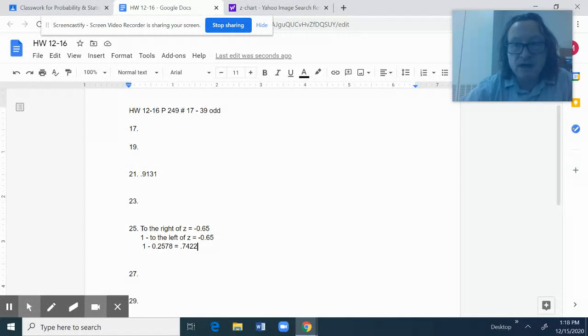So remember, if you went to the right, you find what's to the left, and you do 1 minus that. You have to look in the chart before you do the minus. I'm not doing 1 minus negative 0.65. That'll give me a number over 1, and I can't have a number over 1. If you remember our probabilities, they have to be between 0 and 1. If you get an answer that's less than 0 or over 1, that means you made a mistake.